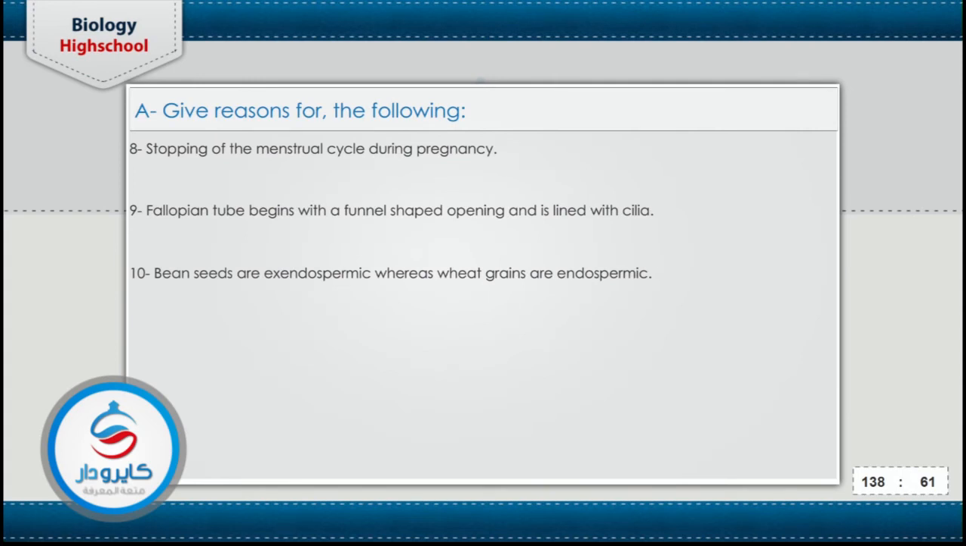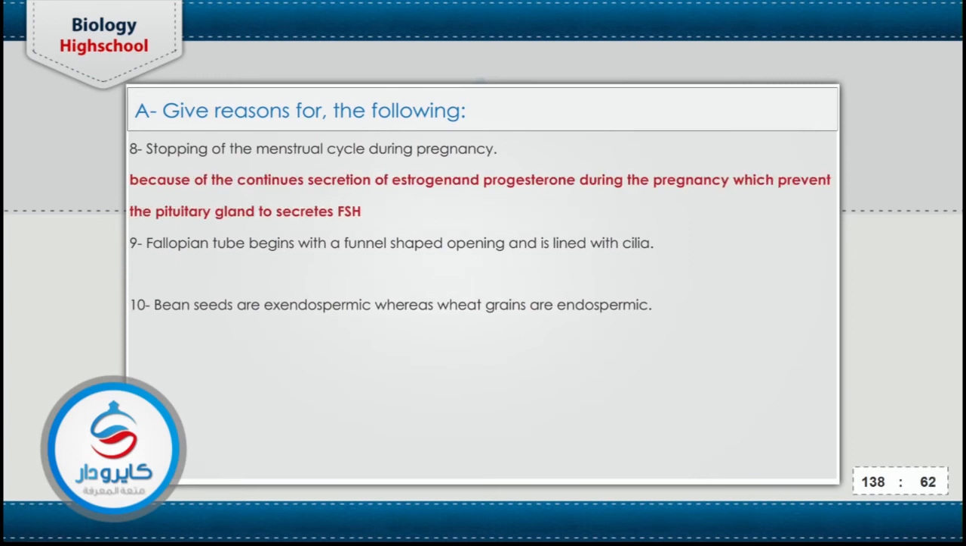Stopping of the menstrual cycle during pregnancy. We just said there will be no menstrual cycle, meaning there is no FSH hormone to cause the proliferation stage. This means it is due to the presence of estrogen and progesterone hormone, which is secreted from the corpus luteum and the placenta.